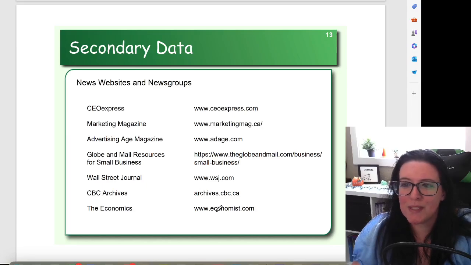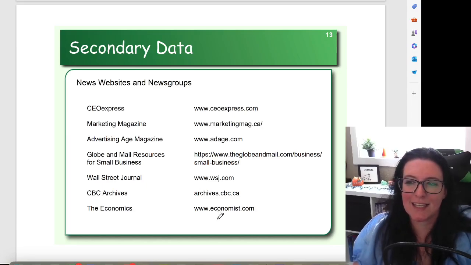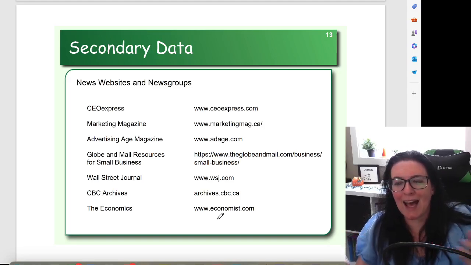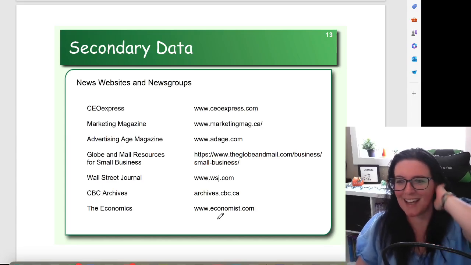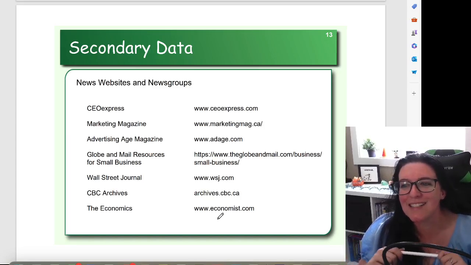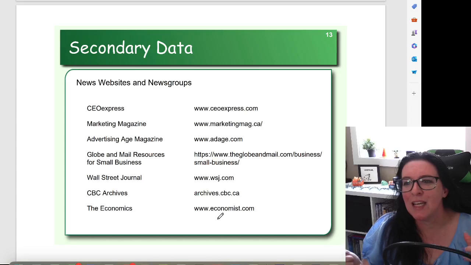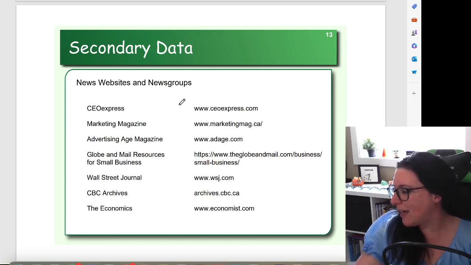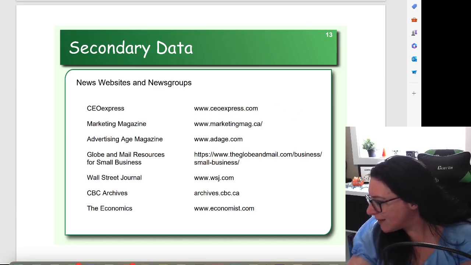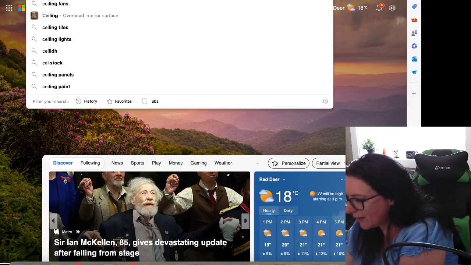Websites and news groups. This is organizations that aggregate news information. Advertising Ad Age magazine. That one is great if you're willing to pay for it to get information about Super Bowl commercials and how much they cost and what target markets they're reaching. CEO Express, if you go to this one, pulls all the different journals and newspapers that would be relevant to a CEO. So let's just go here, CEO Express.